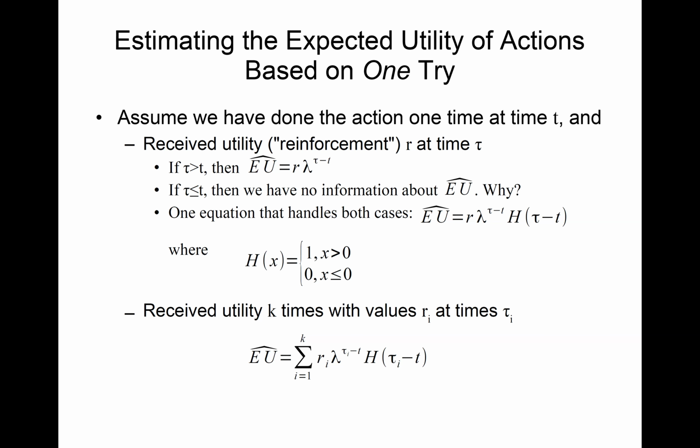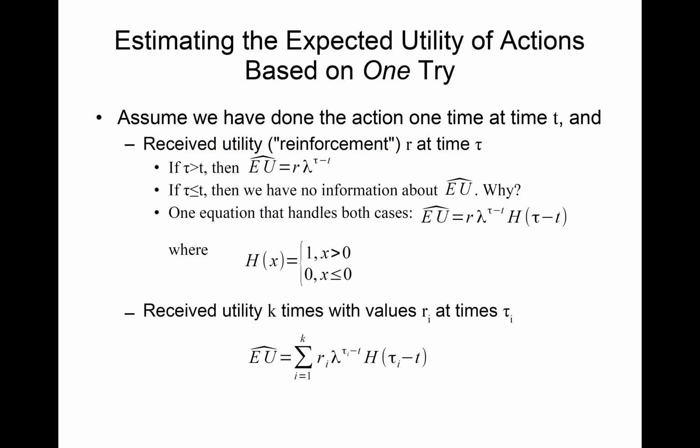Okay. So if it's the normal case that I took the action today and I get the reward in 2 days, this will be positive. This h just becomes a 1. Okay, and then this is exactly what we would expect.